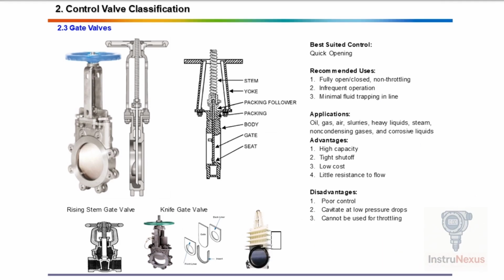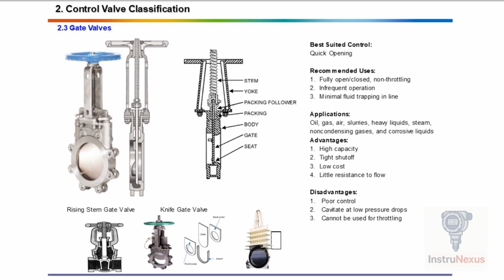Now let's take a look at the gate valve, a valve designed primarily for on-off control rather than throttling. Gate valves are best suited for quick opening applications where the valve is either fully open or fully closed. They're typically used in systems that require infrequent operation and minimal fluid trapping in the line. Applications include oil and gas, air, slurries and heavy liquids, steam, non-condensing gases, and even corrosive liquids.